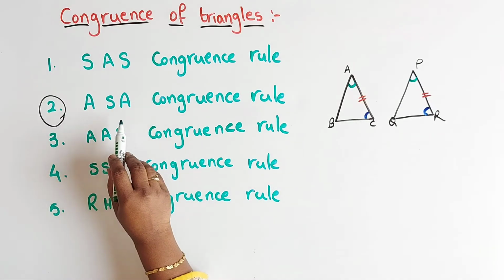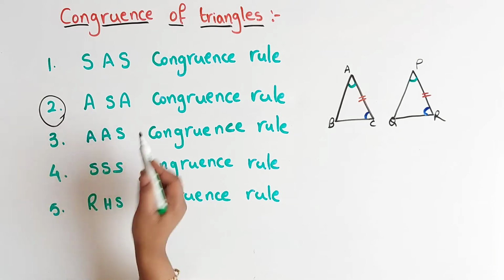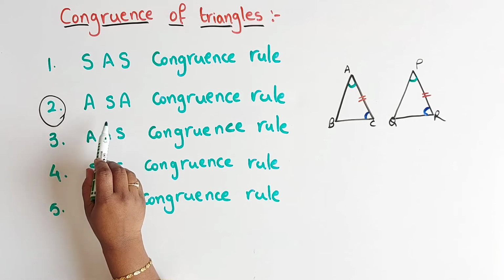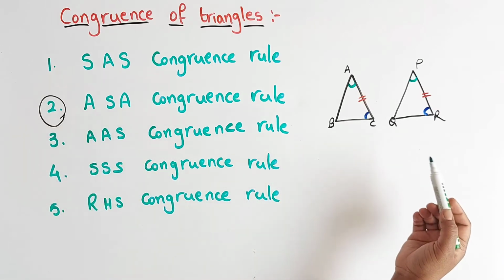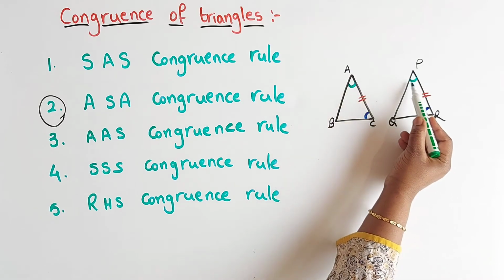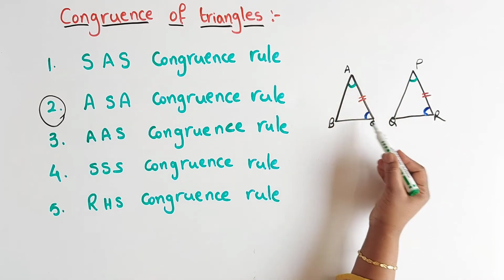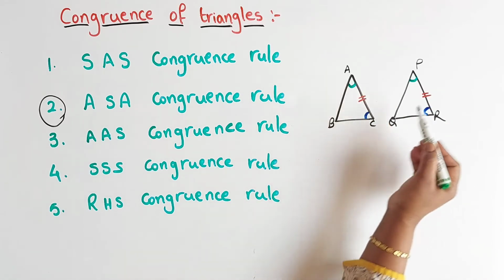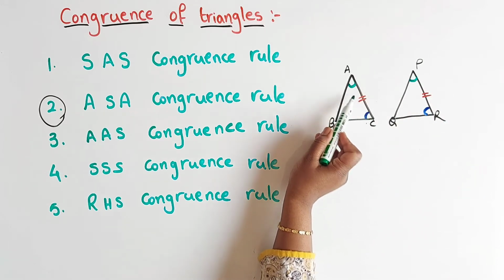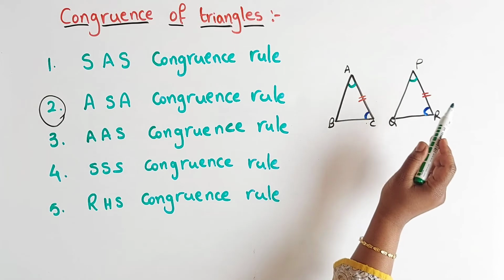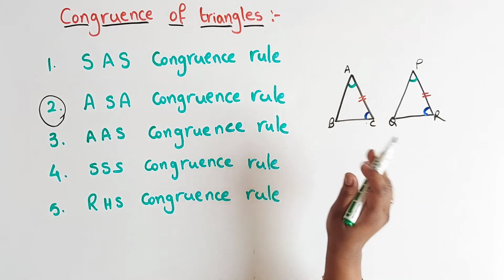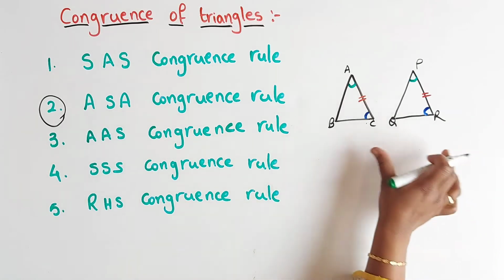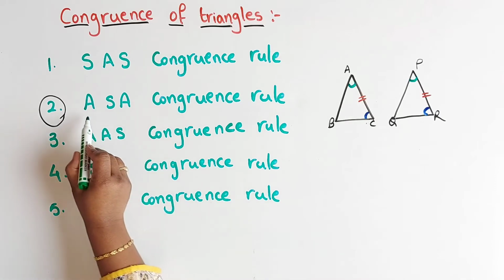Now second one, ASA congruence rule. By seeing the name itself you will understand. See, AA, angle, angle. In middle we have S, that means side. Two triangles are congruent if two angles, see this one and this one, angle A equal to angle P, angle C equal to angle R. So two angles and the included side, that means the middle one. See, two angles here, the middle side and here also. Included side of one triangle are equal to two angles and the included side of the other triangle. Then only they are said to be congruent as per ASA congruence rule.